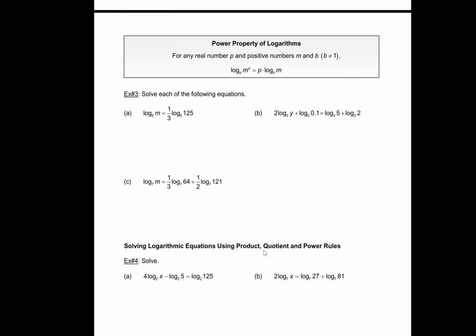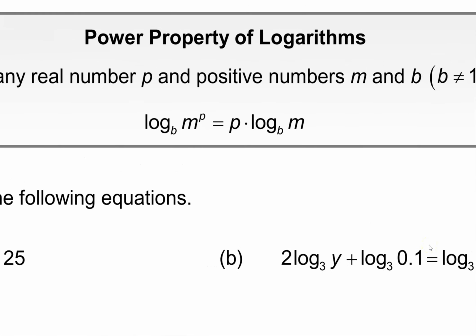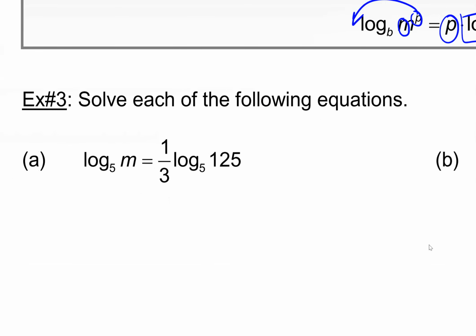Alright, so here is the second part of 7.5. The power property of logarithms. What this says is if you're taking log base something of something to a power, you can just bring the power out front. It's the same as taking the exponent times the log of the base. A little confusing, so I'm going to go over some examples for you.